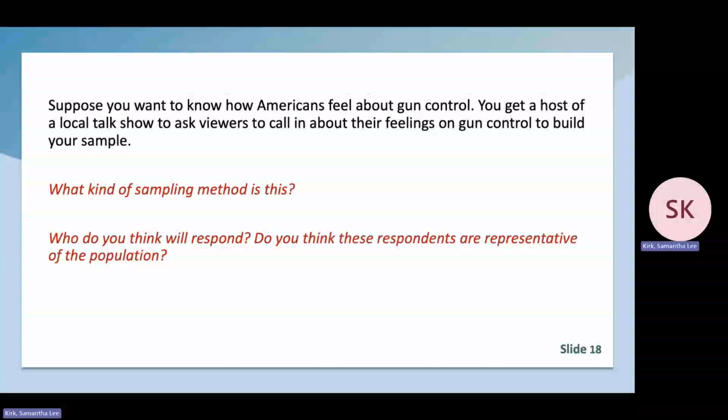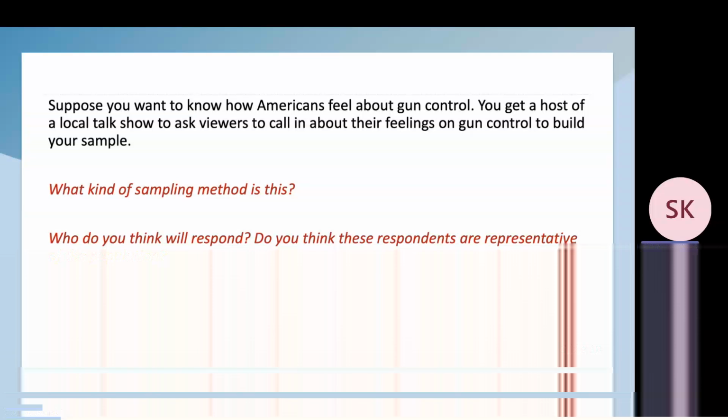Let's see another example. Suppose you want to know how Americans feel about gun control. You get a host of a local talk show to ask viewers to call in about their feelings on gun control to build your sample. What kind of sampling method is this? And who do you think will respond in the talk show? Who's going to call in? Do you think these respondents are representative of the population?